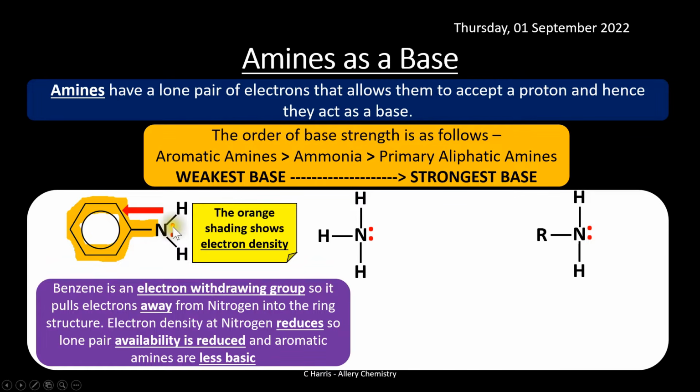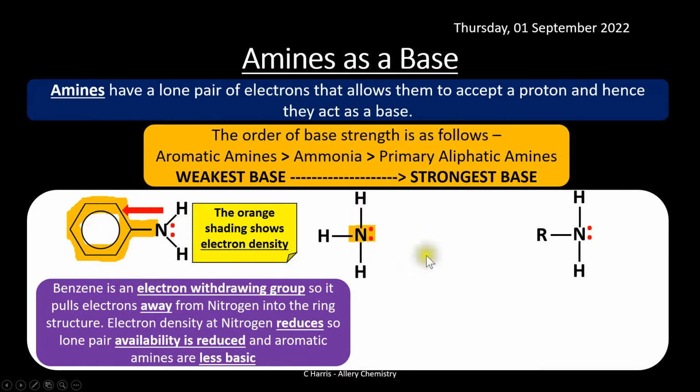You've got your lone pair of electrons on the nitrogen. Now what the benzene ring does is it withdraws. Benzene is a withdrawing group. So it pulls electrons away from the nitrogen into this ring structure because it tries to keep it stable and delocalized. And this reduces the availability of this lone pair of electrons to accept a proton. If that's reduced, it can't act as a base as well. So it's a weaker base. You can see the yellow clouding here shows where the electron density is. So it's been moved into the ring.